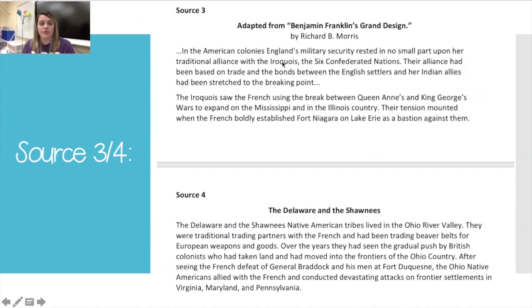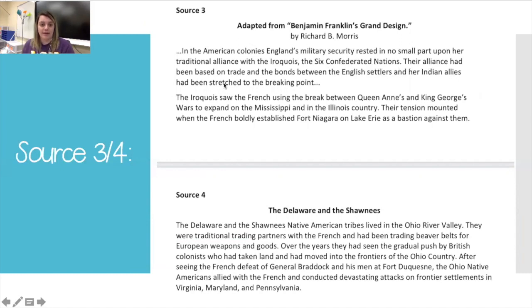All right, so source 3, adapted from Benjamin Franklin's Grand Design. In the American colonies, which are known as the 13 colonies, England's military security rested in no small part upon her traditional alliance. Basically, an alliance is a union formed between countries or an organization, and in this case, it's the Iroquois and the 6 Confederate nations.